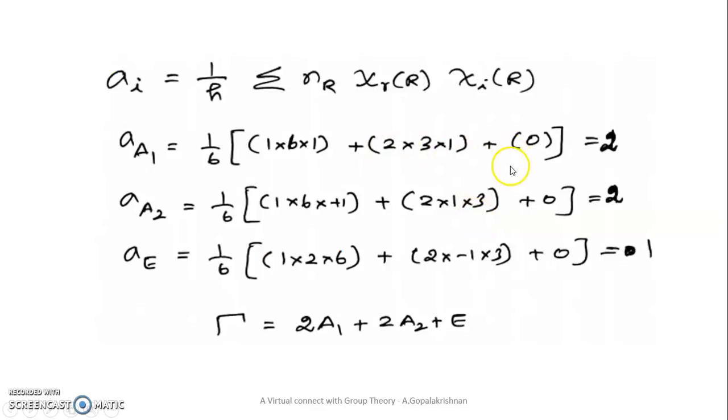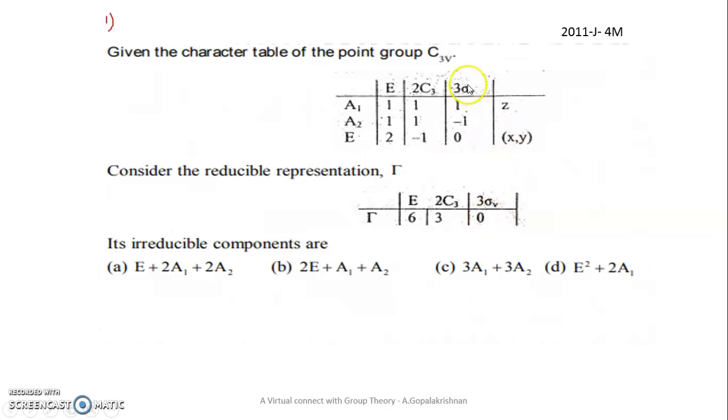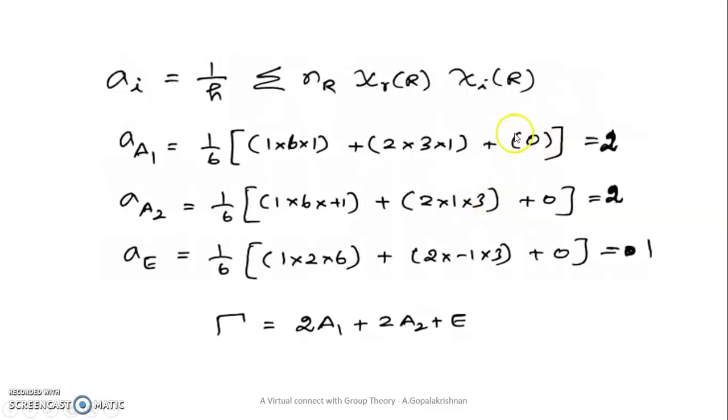Since in the third class we have 0, on multiplication you will get 0 as the result, so I put the 0 directly here. If you multiply, add and divide by 6, you will get the answer as 2. In a similar manner, calculate how many A2 are present. For A2 you will get 2, and for E we will get 1. So how many A1 are present? We have 2 A1, 2 A2 and 1 E irreducible representation present in the reducible representation.